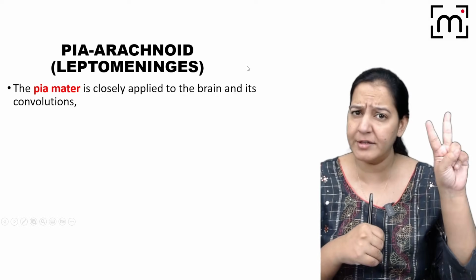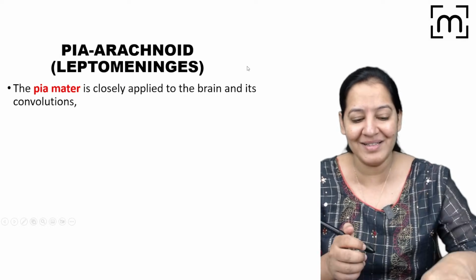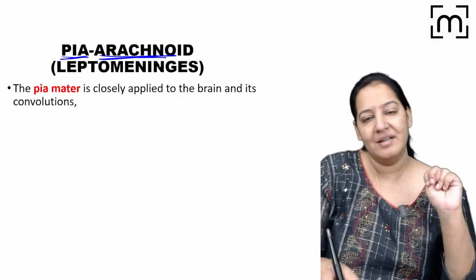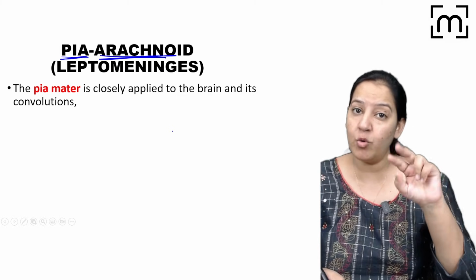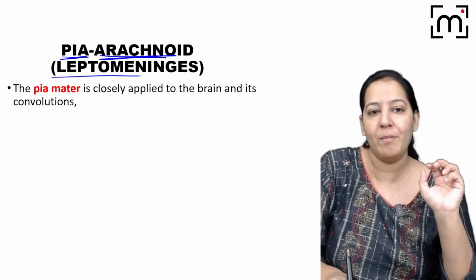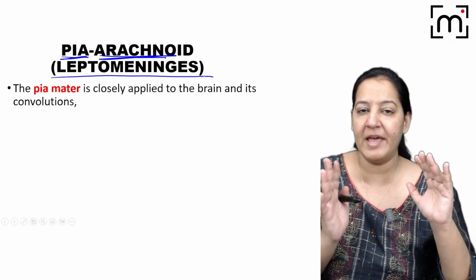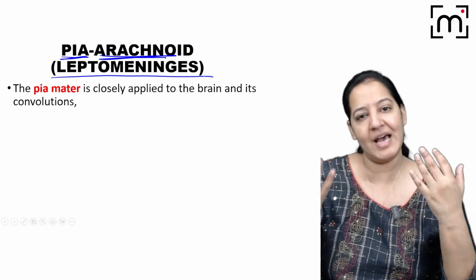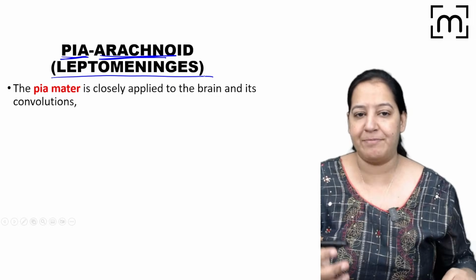Let's talk about the other two meninges. What are the other two meninges? The other two meninges are the pia mater and arachnoid. These two are very close to each other, and combined, the pia mater as well as the arachnoid, we call them leptomeninges.